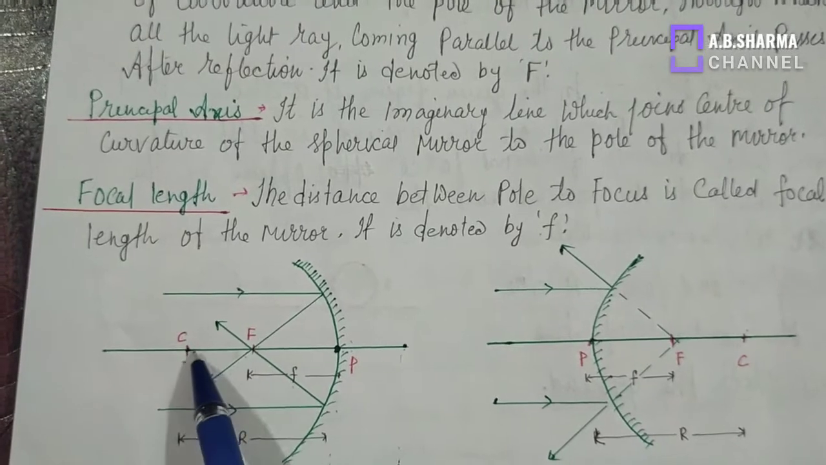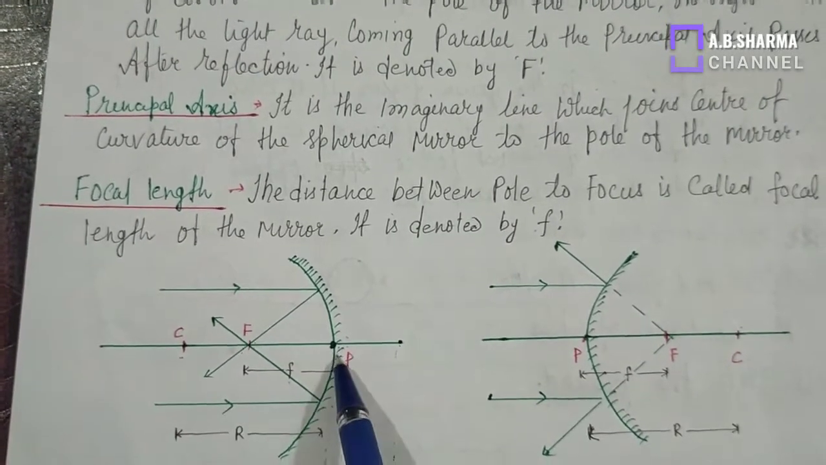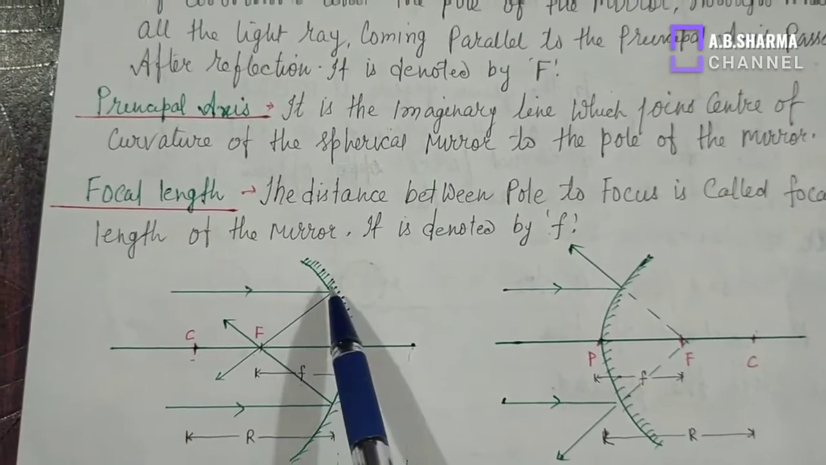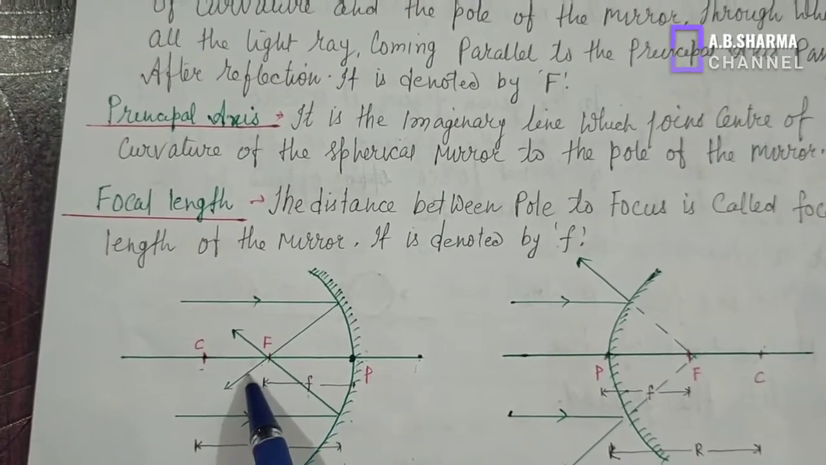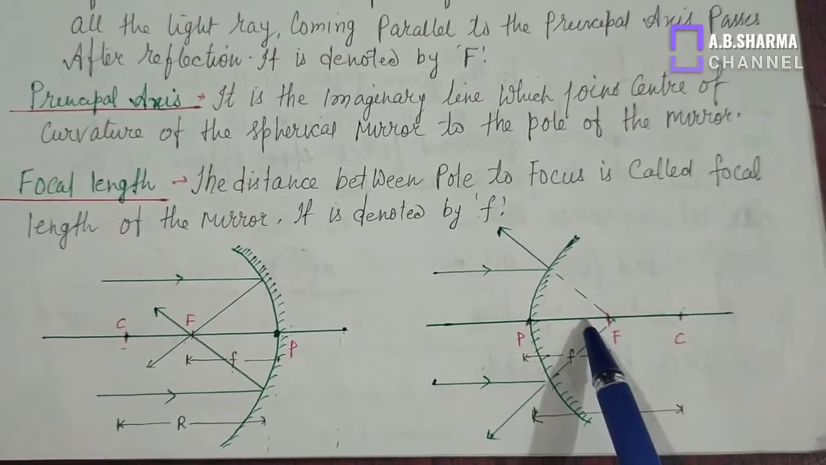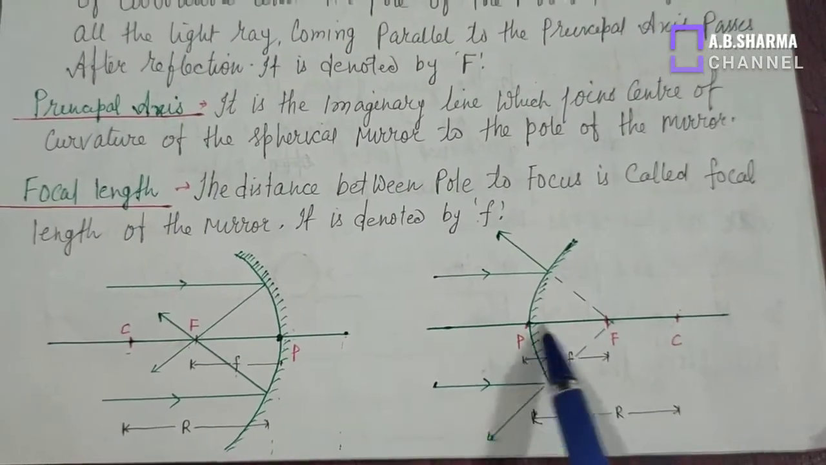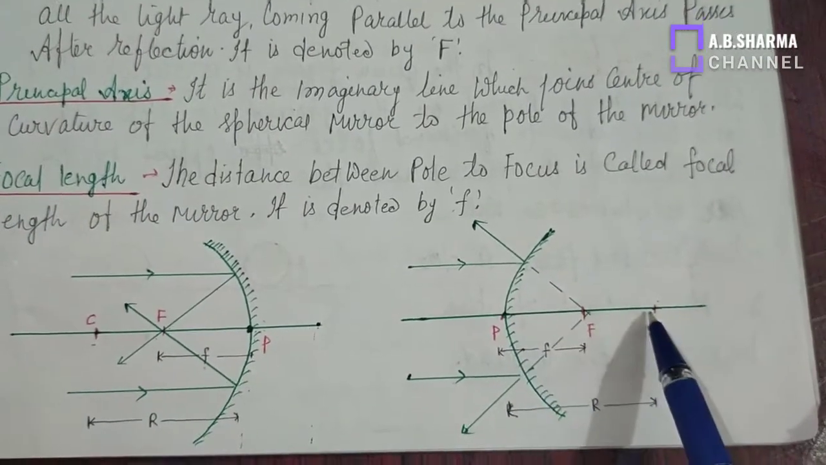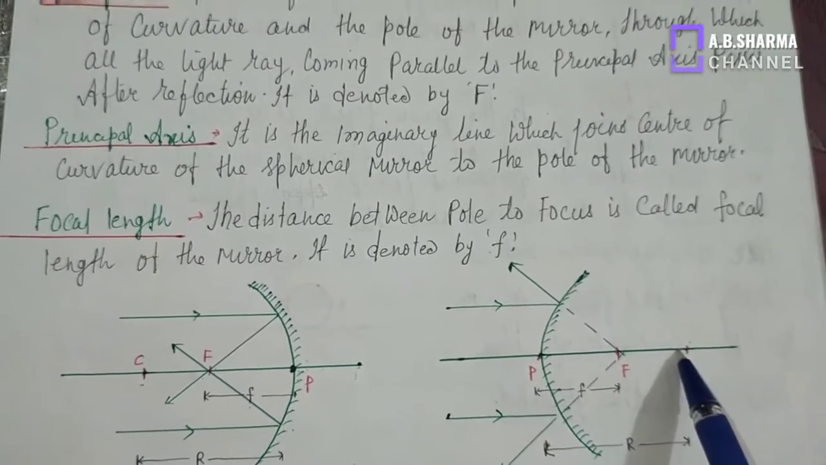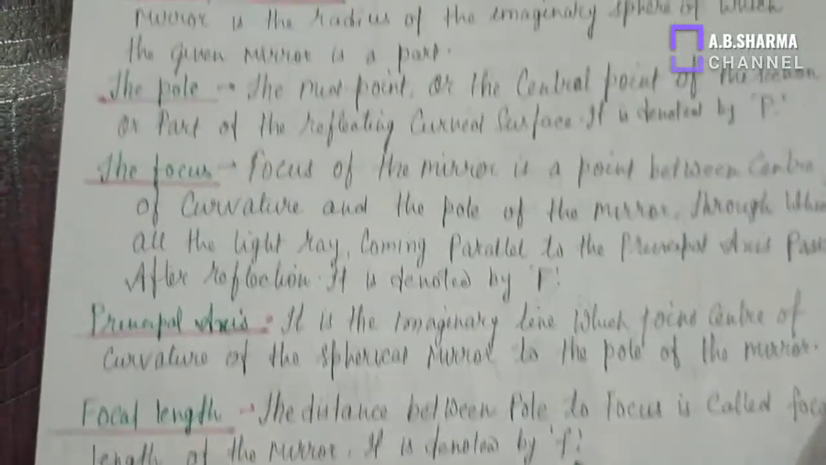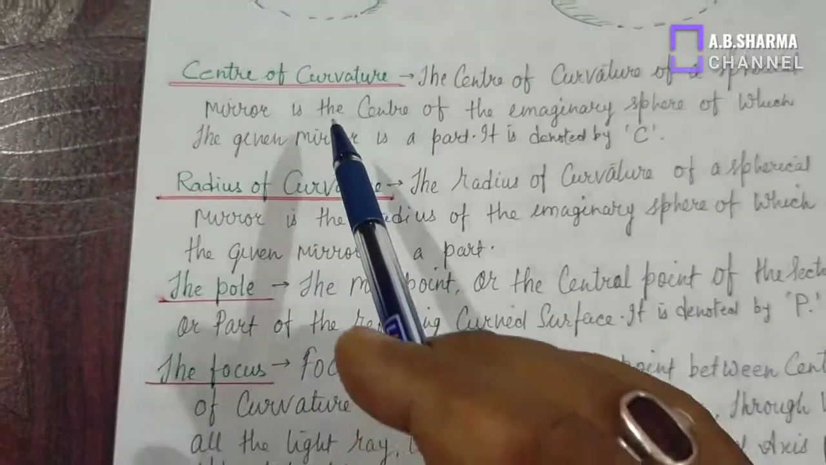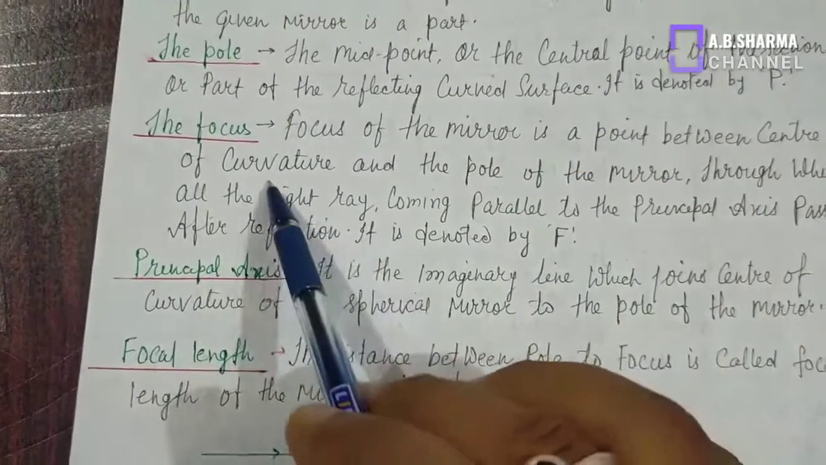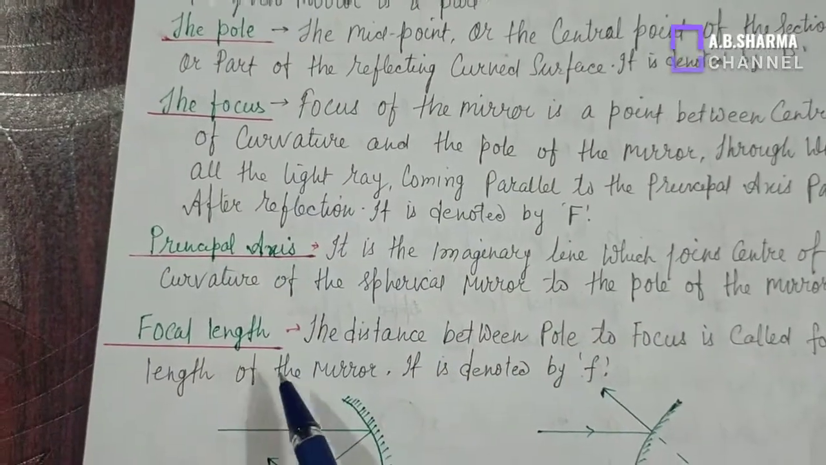Focus. Focus is a point between center of curvature and pole through which all the light rays pass which are coming parallel to the principal axis after reflection from the mirror. In the case of a convex mirror, this is the pole, this is the focus and this is the center of curvature. So these were the terms associated with the spherical mirror: center of curvature, radius of curvature, pole, focus, principal axis and focal length.